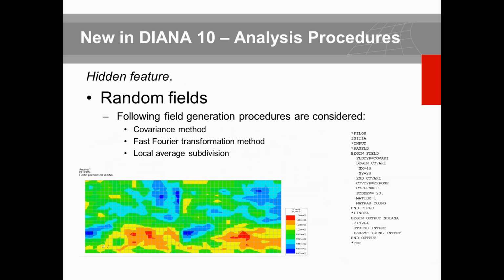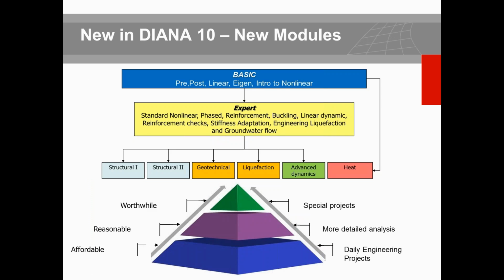If you remember, for the probabilistic analysis, we have a random field generation which was based on the log normal, but there are other functions that can be assigned for calculating this distribution. This is a hidden feature, but you can consider the covariance method, the fast Fourier method, or the local average subdivision method to generate random fields of the material properties.